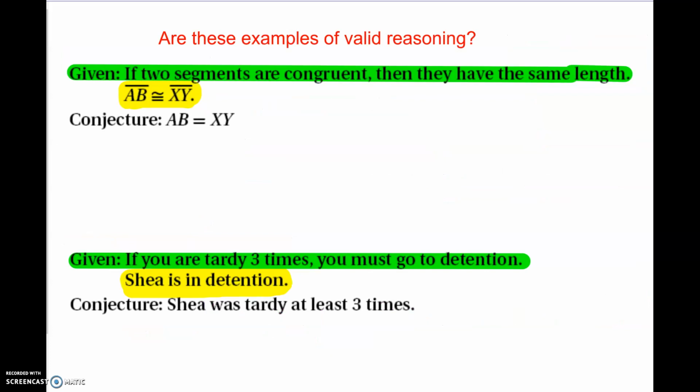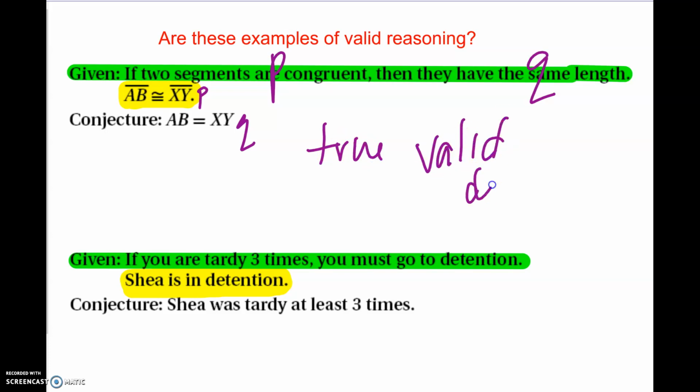All right, are these examples? So if two segments are congruent, that's P, then they have the same length, that's Q. This is saying two segments are congruent, P happened, so can we make the conjecture that AB and XY, their lengths are the same, Q? So this is true, this is valid deductive reasoning.